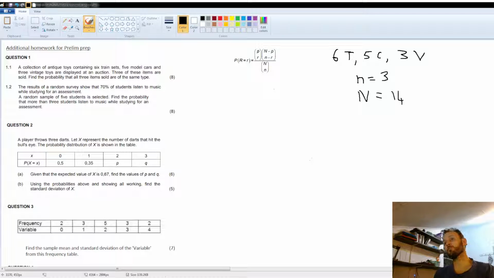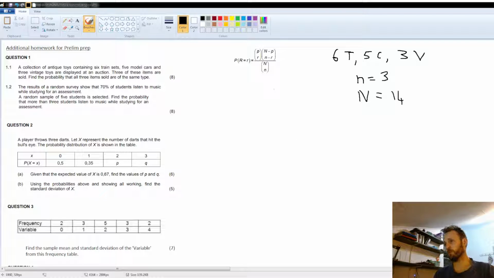And what else is there? Find the probability that all 3 items are of the same type. So essentially what we have to ask ourselves is, how could this occur? How could you have all 3 items of the same type? You can either have all 3 items are train sets, all 3 items are model cars, or all 3 items are vintage toys.